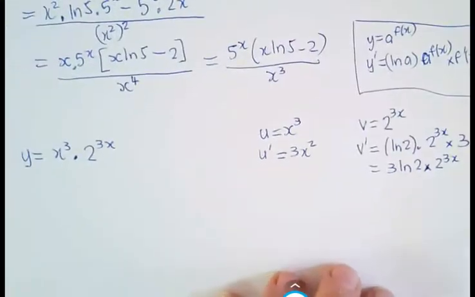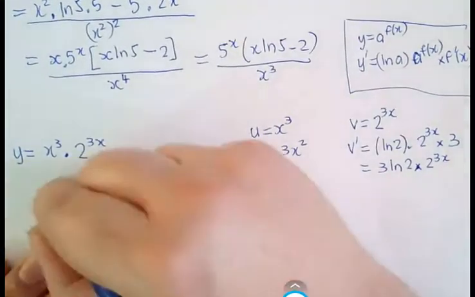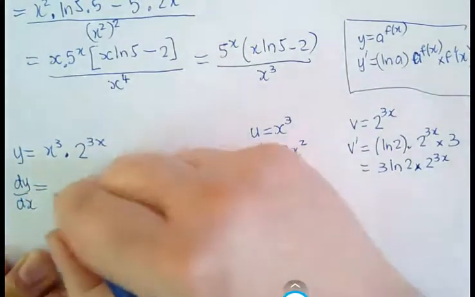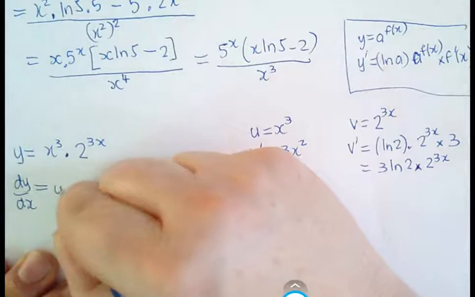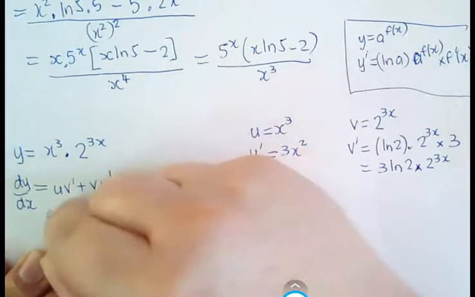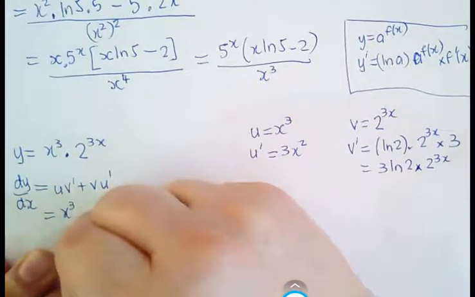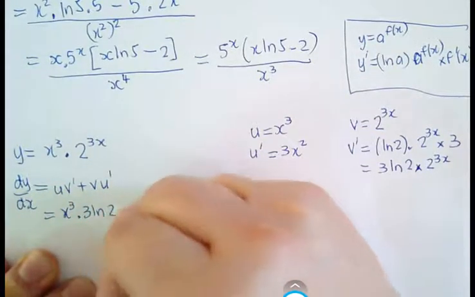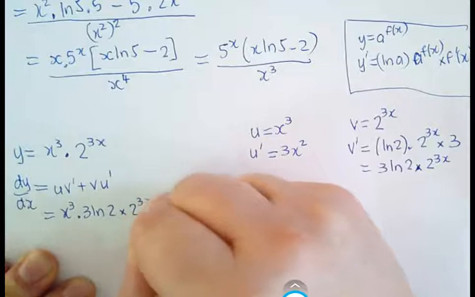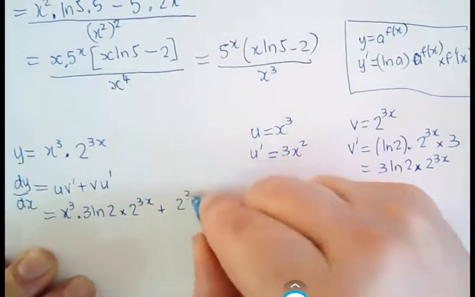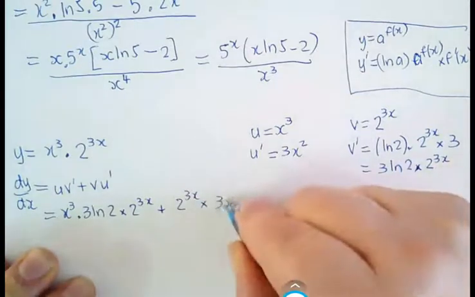All good? All right, so let's keep going. So the derivative, dy dx, we can do u v dash plus v u dash. So u times v dash will be x cubed times 3 ln 2 times 2 to the power of 3x, plus v times u dash, which is 2 to the power of 3x times 3x squared.